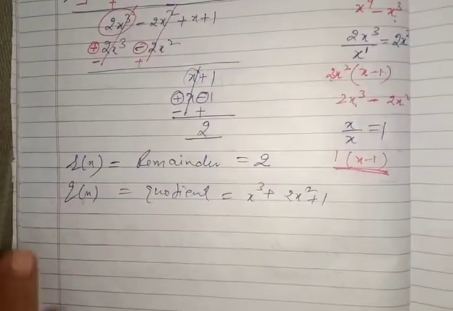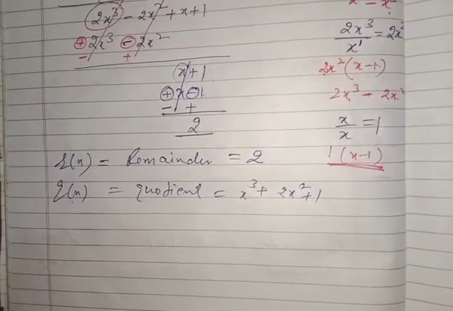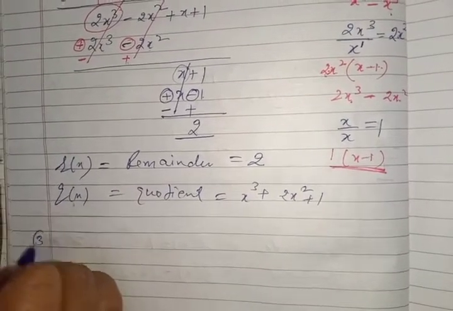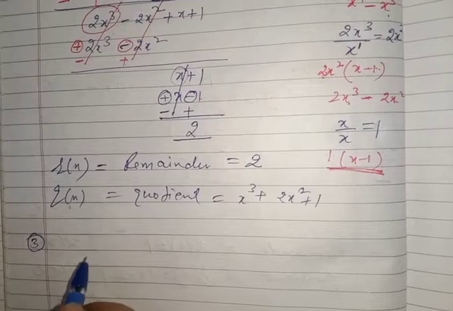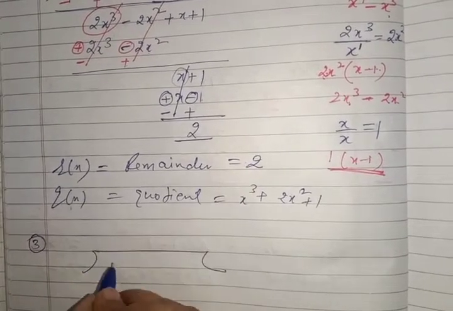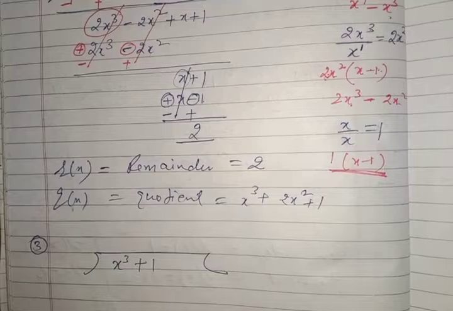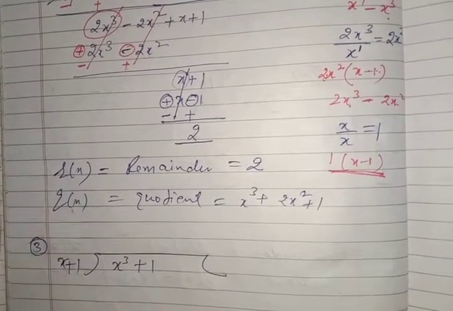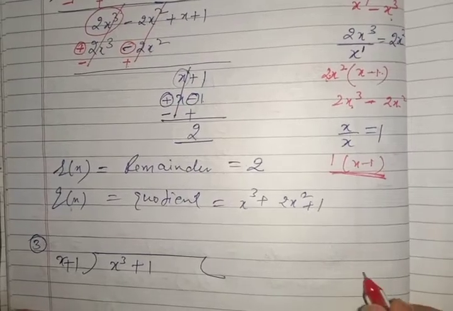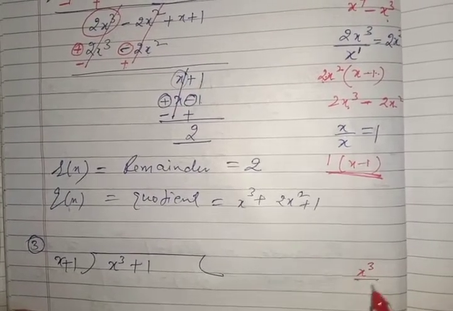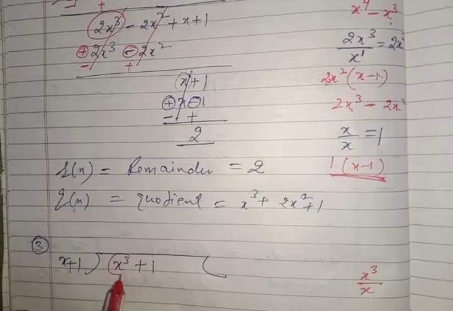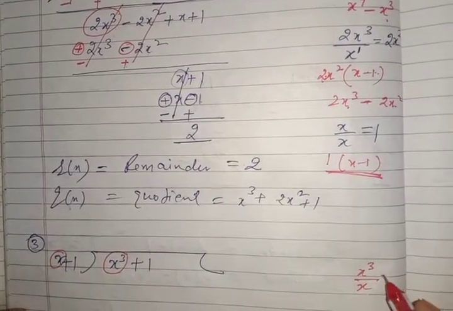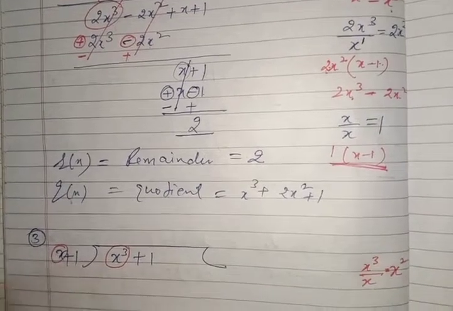Okay, one more example. The concept will be very clear to you. One more example I am taking, third example. Suppose I am dividing x³ plus 1 by x plus 1. So same step, divide x³ by x. This first term of this by first term of this. What do we get? x² we will get.